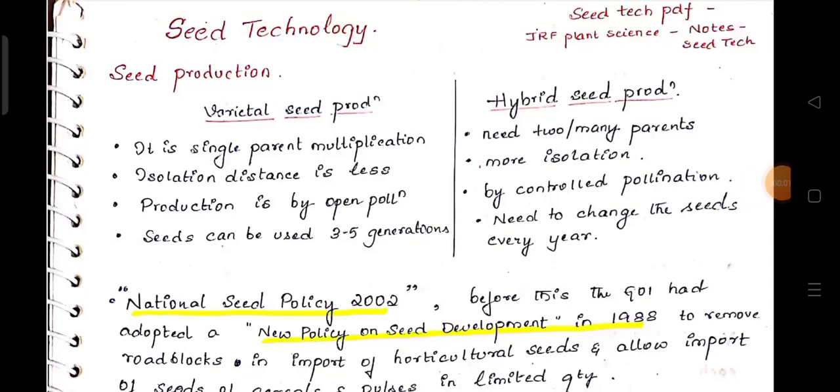Part 4 of seed technology basics discussion. Let us see seed production in different crops and some of the basics. First of all, the difference between hybrid seed production and varietal seed production.